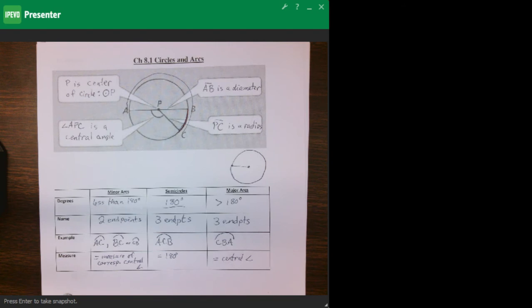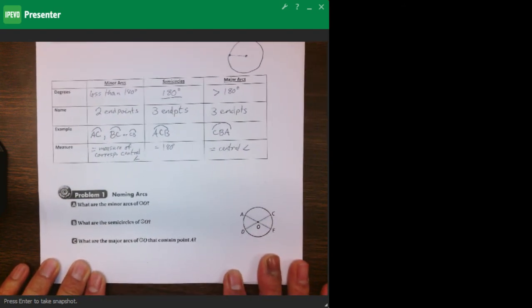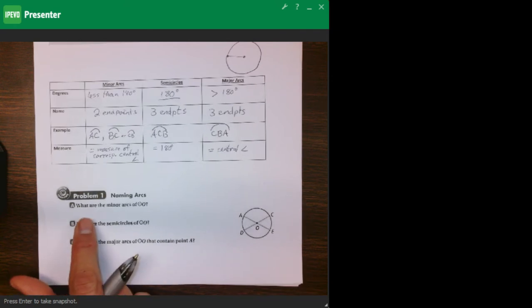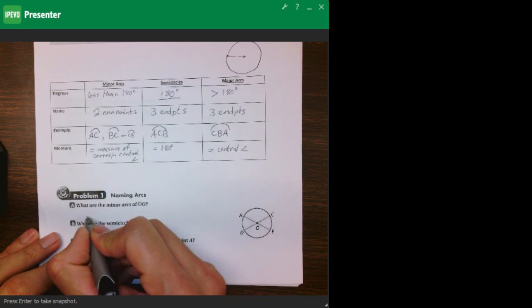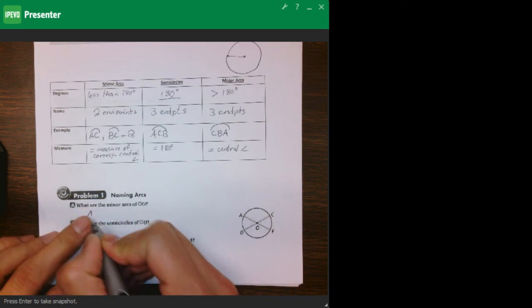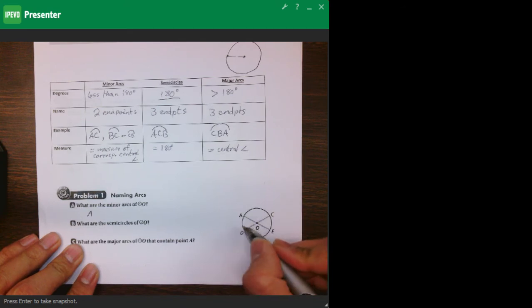So let's get down here to the naming of these arcs. Why don't you go ahead and see if you can pause and try to answer these minor arcs, semicircles, major arcs, and I'll just sit here and wait patiently for you. What, you're done already? Great. Let's go. So what are some minor arcs? I just got so excited I was going to start writing, but let's take a look. Some minor arcs, arcs that are less than 180.